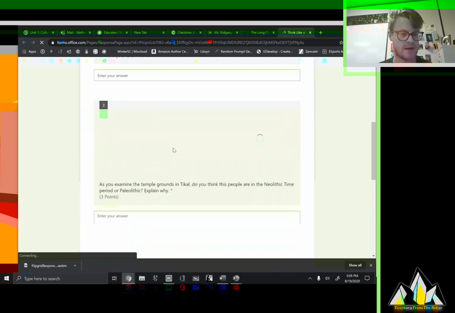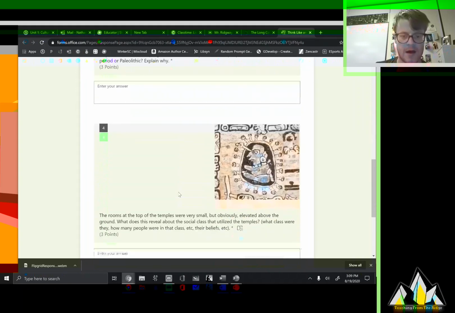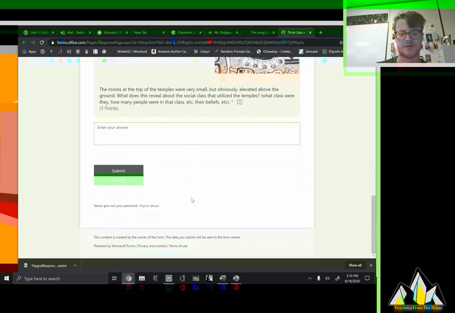As you examine the temple grounds in Tikal, do you think these people are in the Neolithic time period or Paleolithic? Why? The rooms at the top of the temples were very small, but obviously elevated above the ground. What does this reveal about the social class that utilized the temples? What class were they? How many people were in that class? Their beliefs, etc.